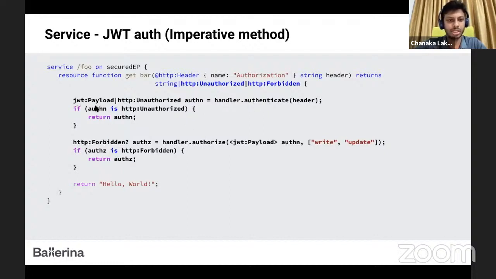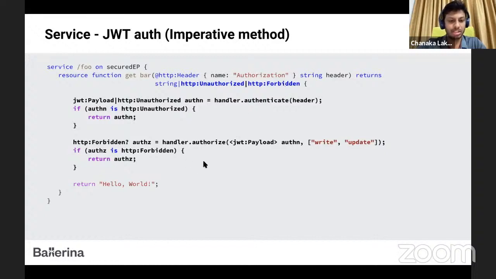For this JWT auth handler, we get the JWT payload or an unauthorized response. And for the authorize API call, we get forbidden or nil. Based on those responses, we can take our own decisions and respond as needed. Like this, here we respond with a string, or unauthorized, or forbidden.